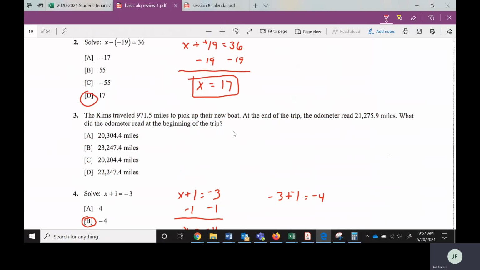So there are a few different ways of doing this problem, a few different ways of setting it up. Whatever makes sense to you is fine. What I think is easiest is going in order. We have a beginning mileage, which we're looking for. We don't know that. We'll add on to that. We traveled 971.5 miles. At the end, it equaled this. Okay, so now we just solve. The beginning, we were adding 971.5, so to solve, we're going to subtract.